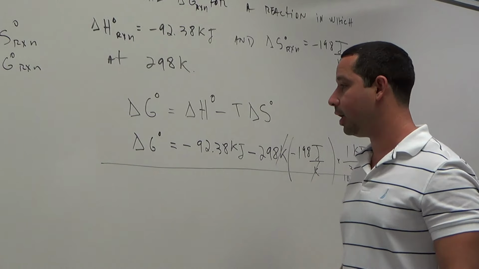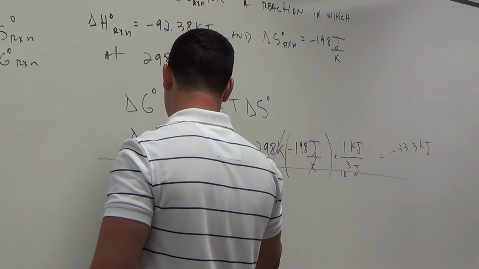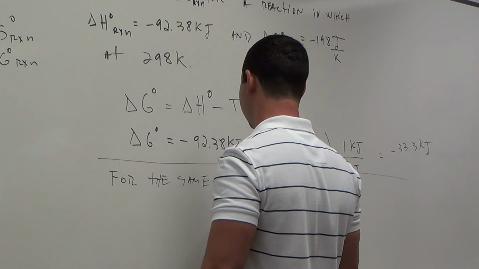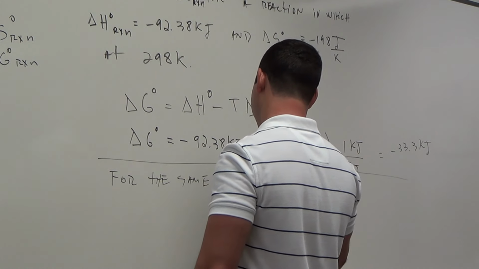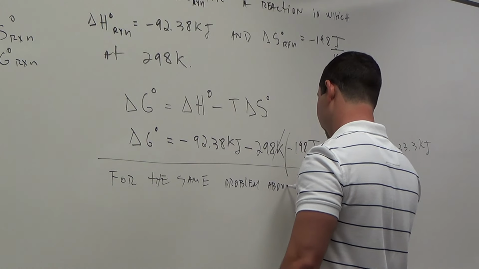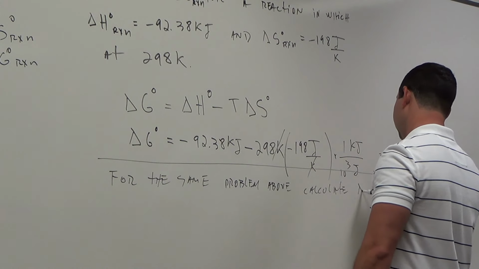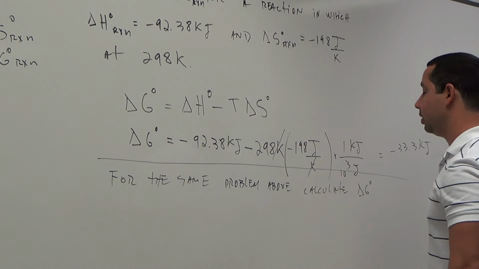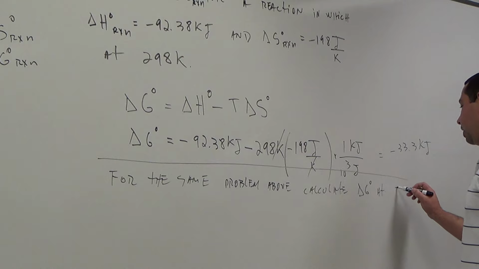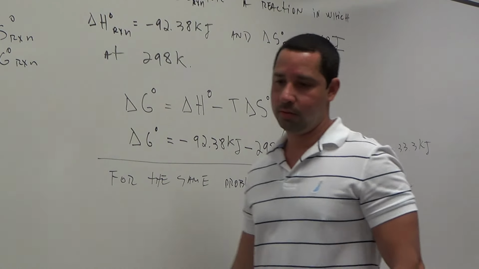So I'm going to say, for the same problem above, calculate delta G at 500 degrees Celsius.